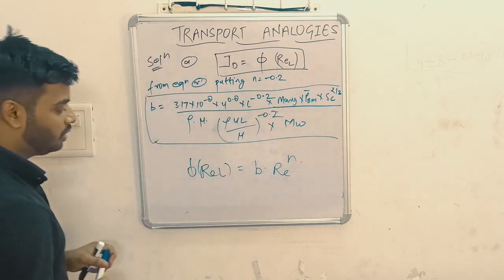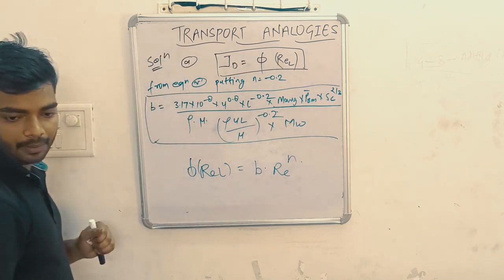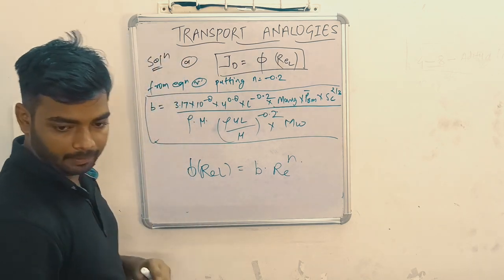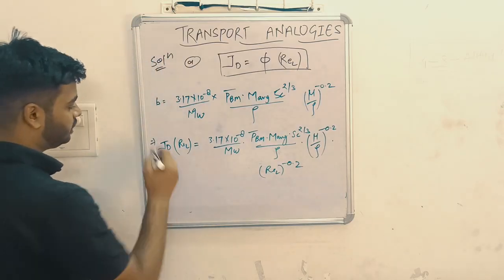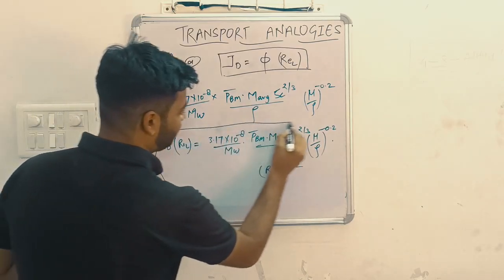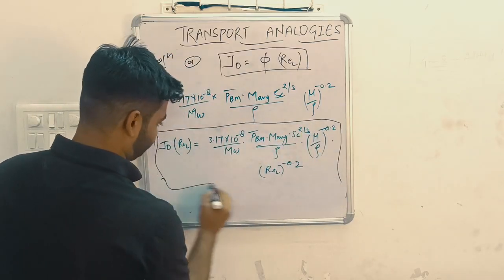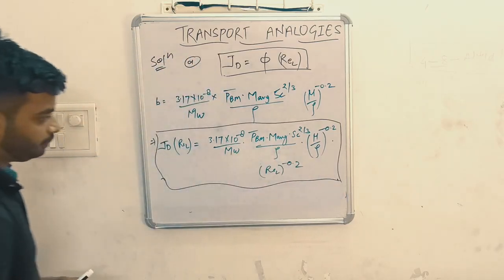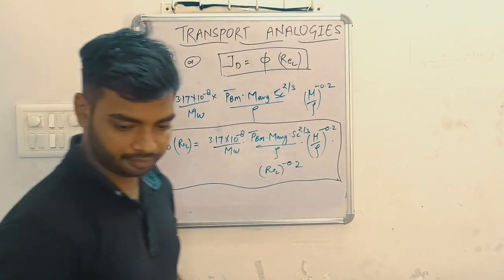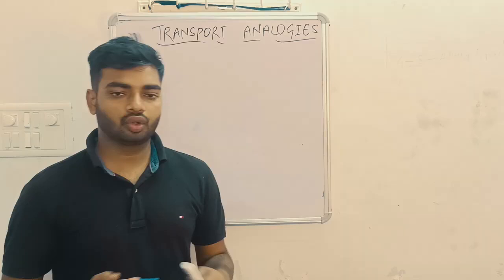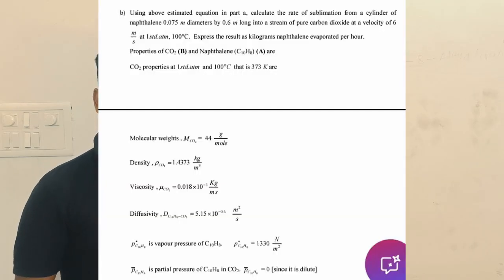So solving further, we get this is the final answer for part A of our question. So now moving to part B, where we have to calculate the rate of mass transfer of naphthalene.